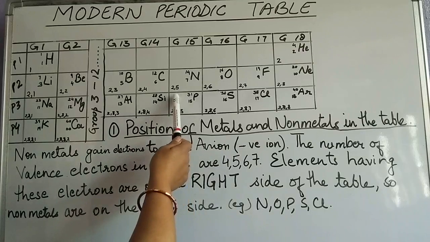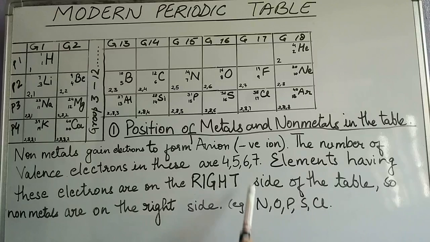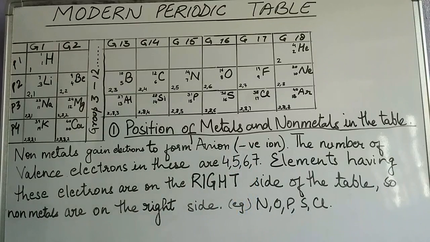See here, you will see nitrogen 5 electrons, so this is going to take 3 electrons, and if it takes 3 electrons it becomes negatively charged, so it is a non-metal. Chlorine 7 electrons in the outermost orbit, it is going to take 1 electron, it is going to become negatively charged. So this side of your periodic table has the non-metals, whereas this side is going to have the metals. This is how you are going to find the position of metals and non-metals.